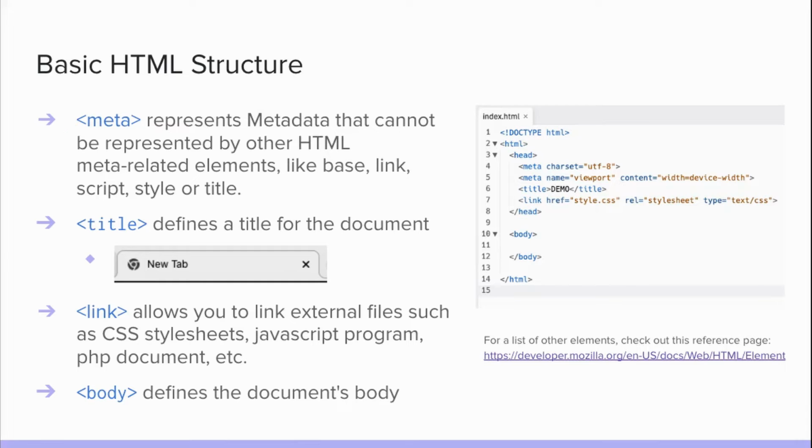Finally, the body element defines the document's body. This is where we will put all the things that you want to show up on the web page. We just went over 7 of the core elements, but if you're more interested and wish to see a list of other elements, you can check out the reference page on the slide.